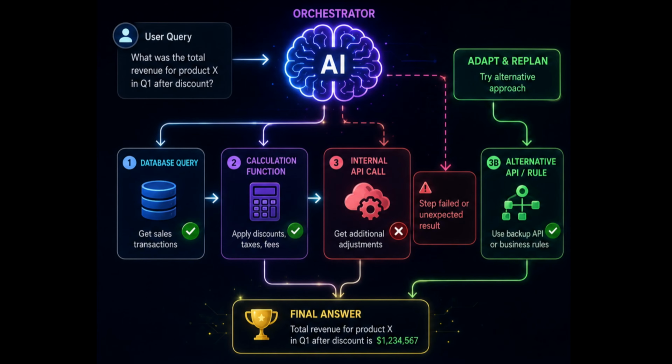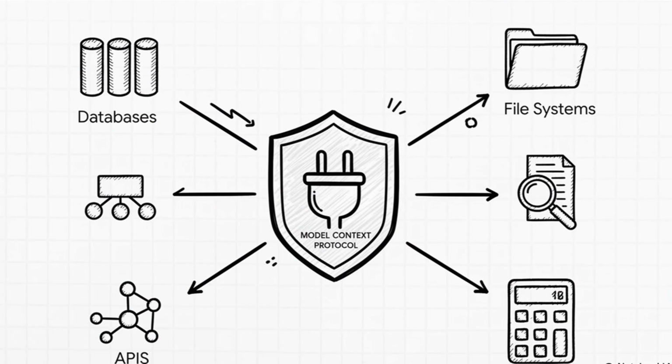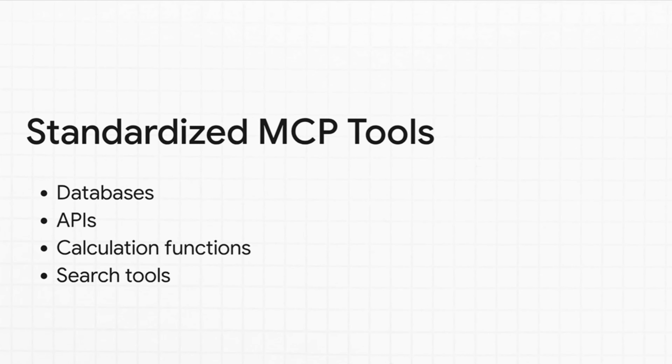Each of these steps may involve a different tool: a database query, a calculation function, or an internal API call. The model orchestrates the sequence and adapts if something fails or returns unexpected results. This is something RAG alone cannot do. This is a big leap in capability. The AI is not just fetching context, it's making decisions about how to get to an answer. So MCP provides a standardized way to expose tools to the model, like databases, APIs, calculation functions, file system, searching tools, that even includes retrieval like RAG.